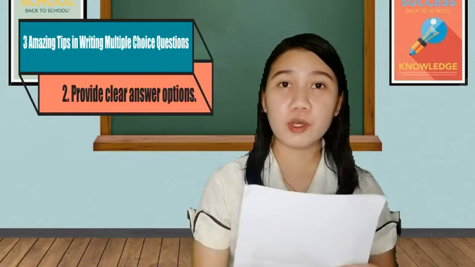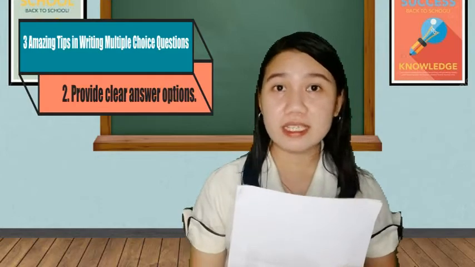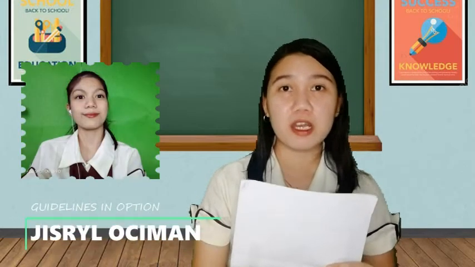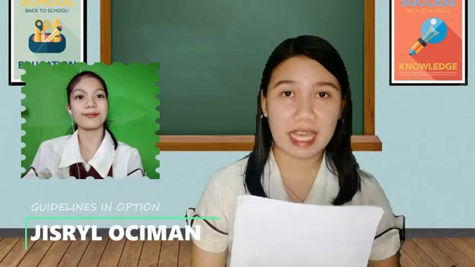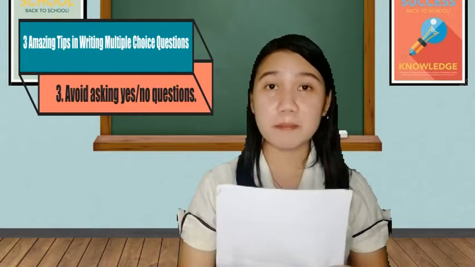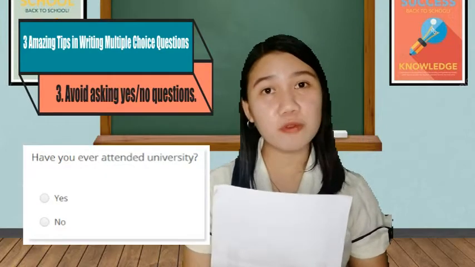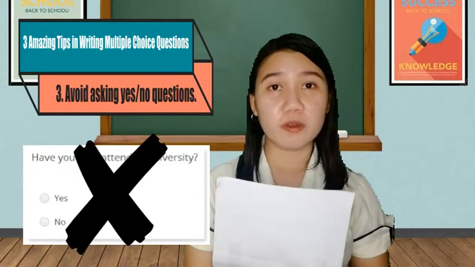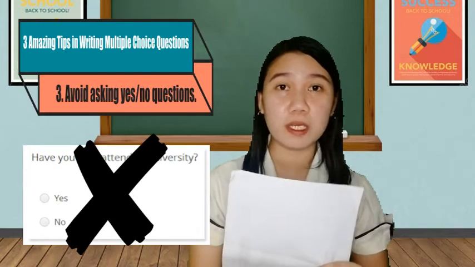The second one is provide a clear option. I will no longer explain this because it will be explained by my other member in the guidelines in creating an option. The third one is avoid asking yes or no questions because if you do that, it will no longer be called a multiple choice question because there will be only 2 options, right?